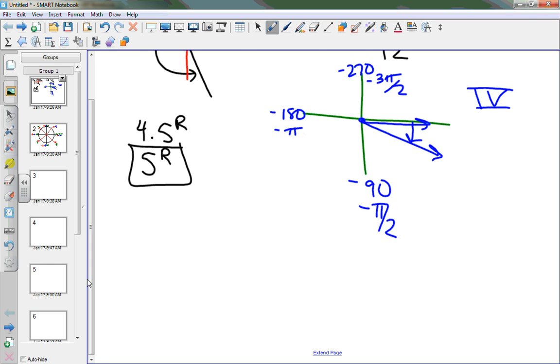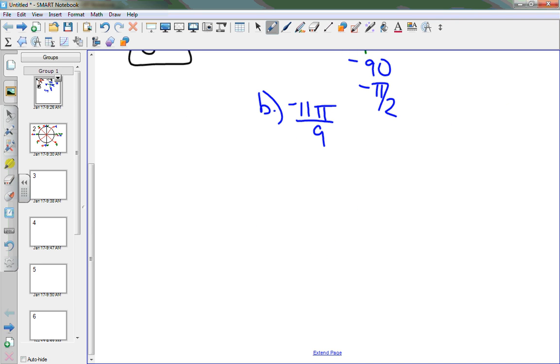What's B? Negative 11 pi over 9. Now, let's think about that a minute. Negative 11 pi over 9. Where in the world would that be at? Well, first of all, I know that I have pi. Pi is 1 pi, right? Can I express pi to have a denominator of 9?